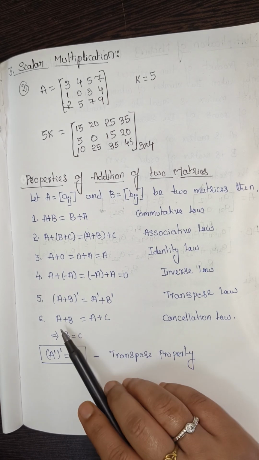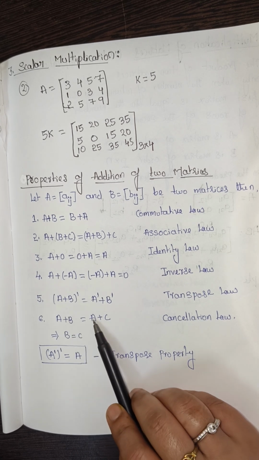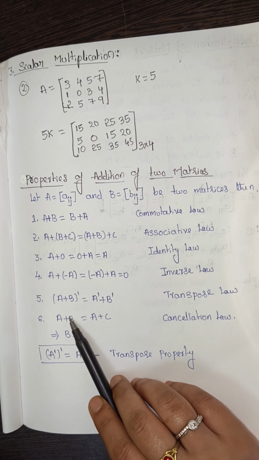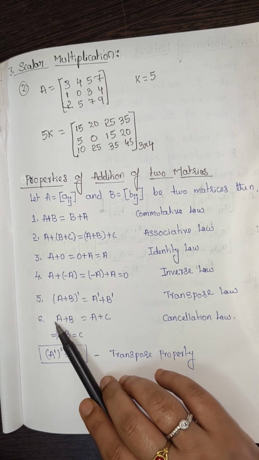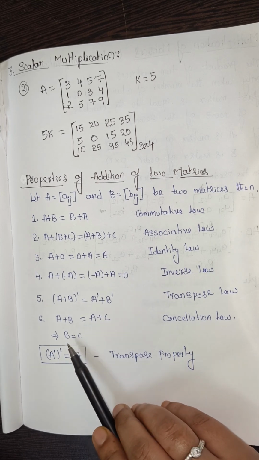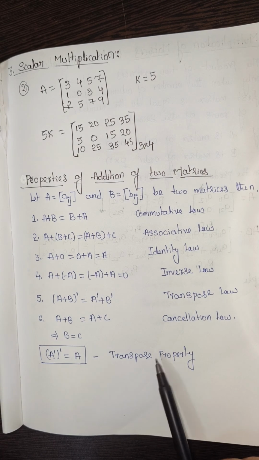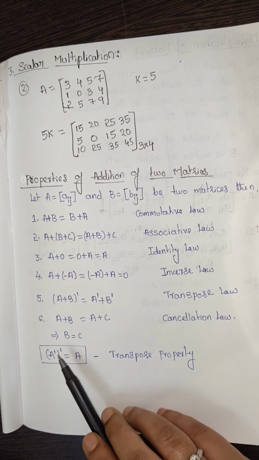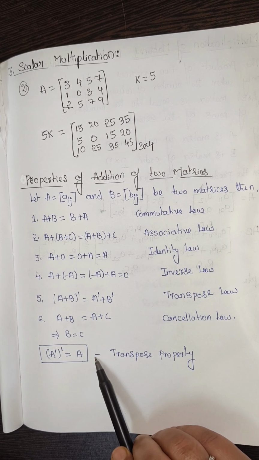Next, cancellation law. If A plus B equals A plus C, here A is common in both cases. If you cancel the A, then it will come B equals C. It is called the cancellation law. Next, transpose property, we already saw this one. The transpose of A transpose equals A. Transpose of A transpose is also equal to A only.